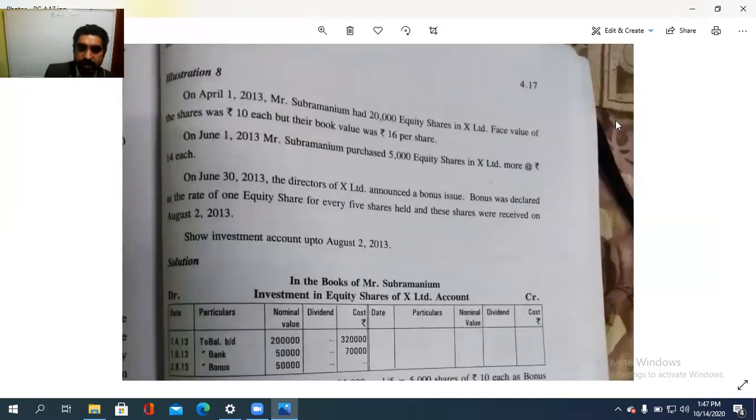On April 1, 2013, Mr. Subramaniam had 20,000 equity shares in X Limited. Face value of the share was 10, but their book value was 16 per share. So 20,000 shares on April 1, 2013. Then on June 1, 2013, Mr. Subramaniam purchased 5,000 equity shares in X Limited more at rupees 14 each.